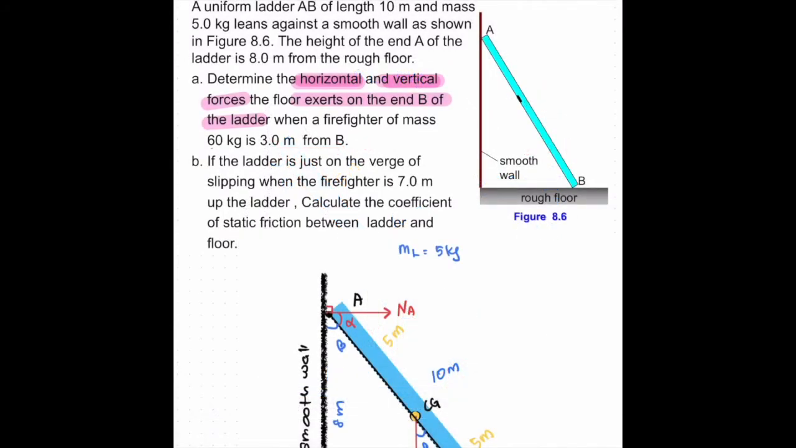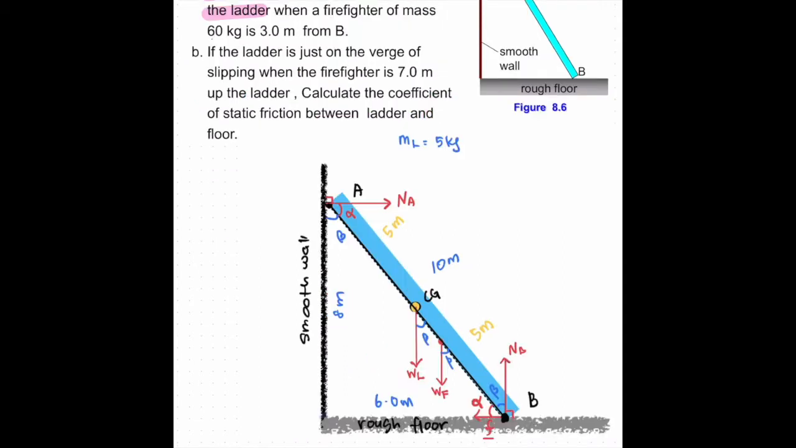This question needs you to determine the horizontal and vertical forces exerted on the end B of the ladder when a firefighter of mass 60 kg is 3 meters from B. We just draw all the forces acting on the body. The horizontal force at the end of B is friction. This is the horizontal force at B.